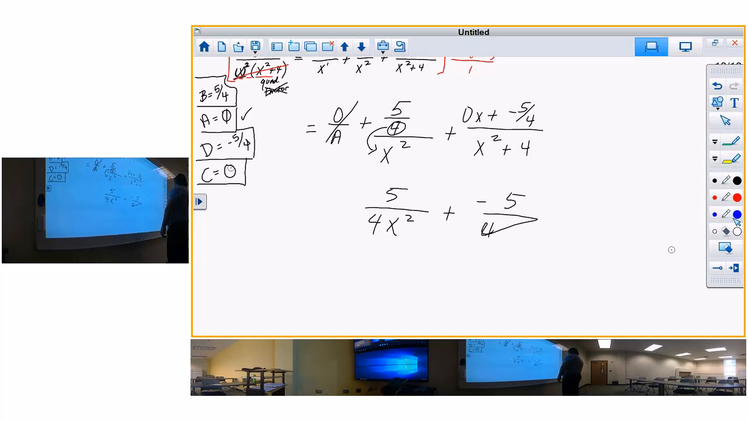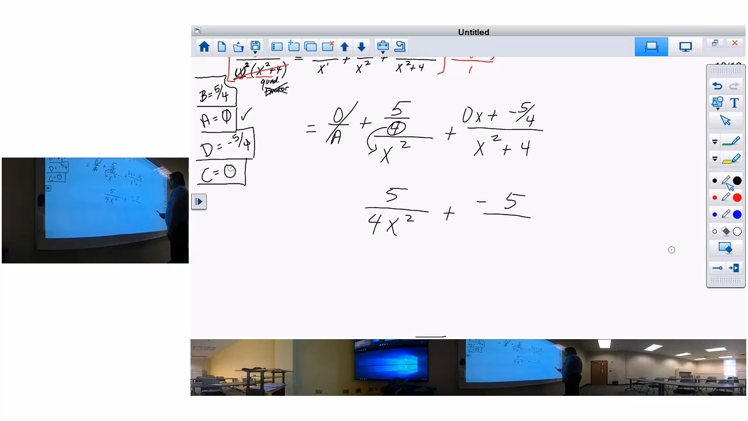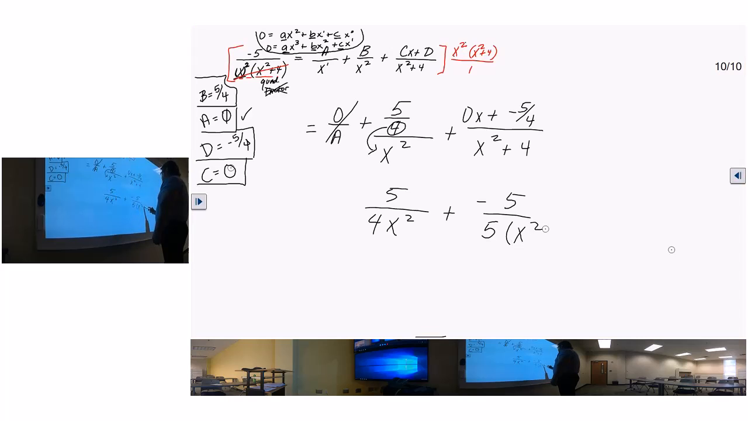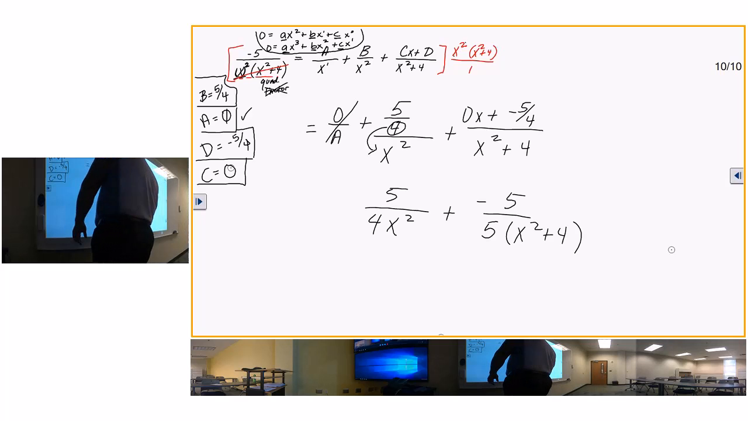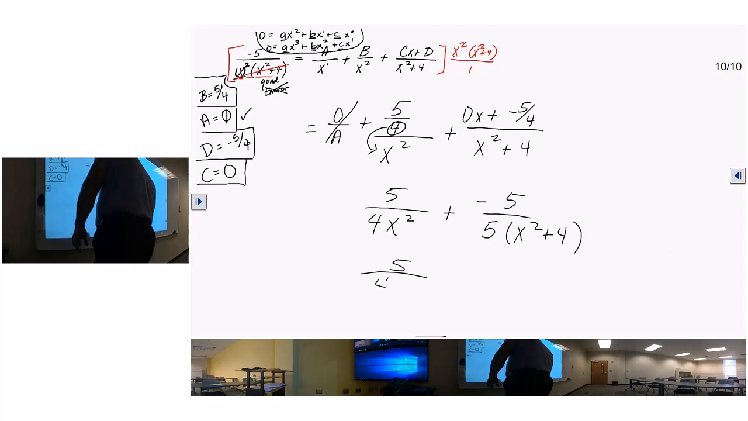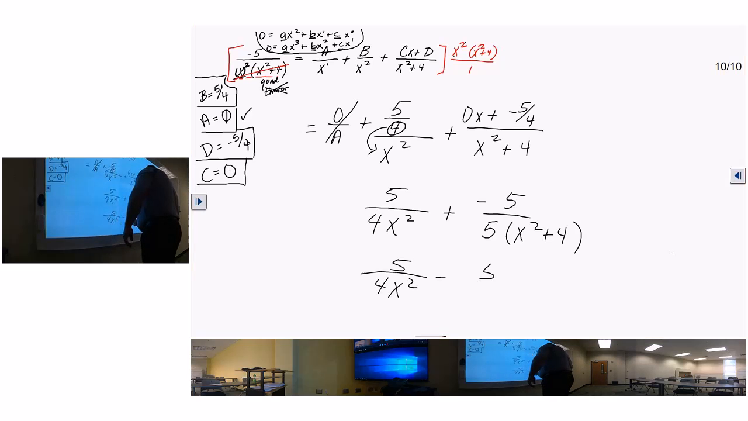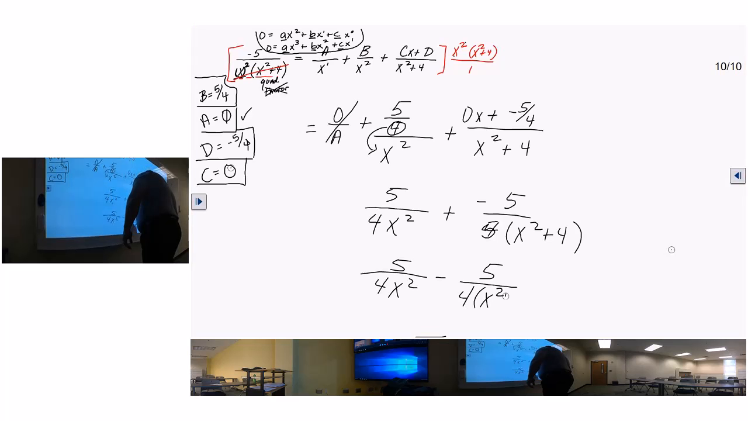Hold on. Five times x squared plus 4. And the only thing is this is going to make this a negative. So 5 over 4x squared minus 5 over 4 times x squared plus 4. It's supposed to be a 4.